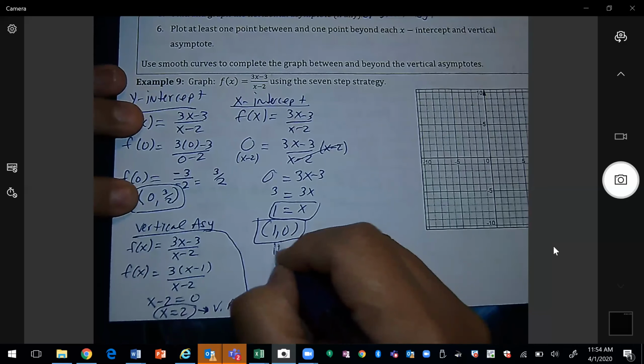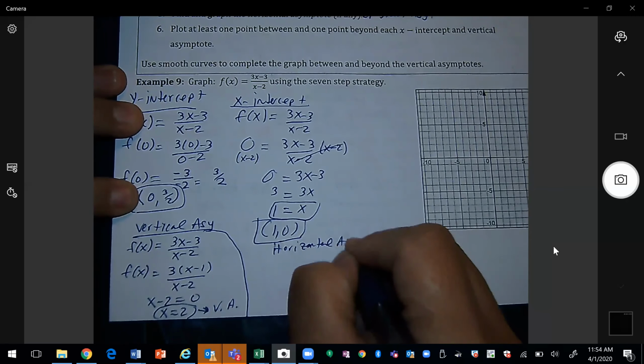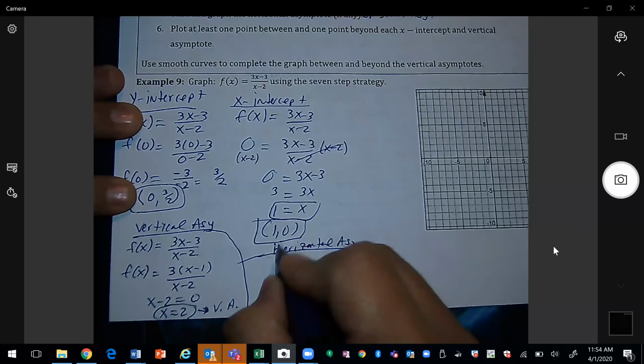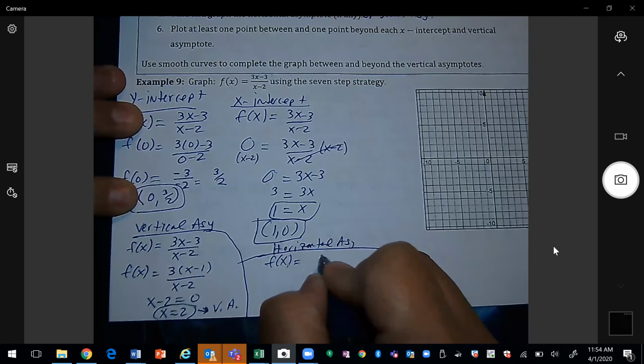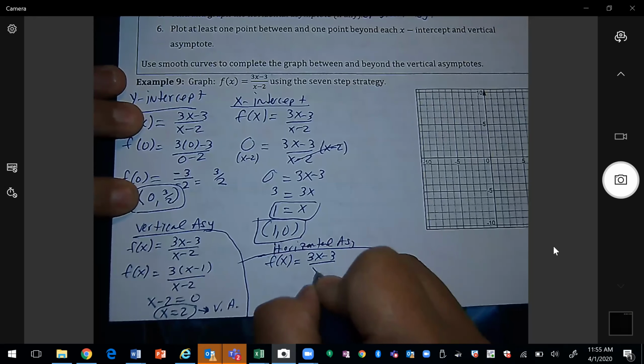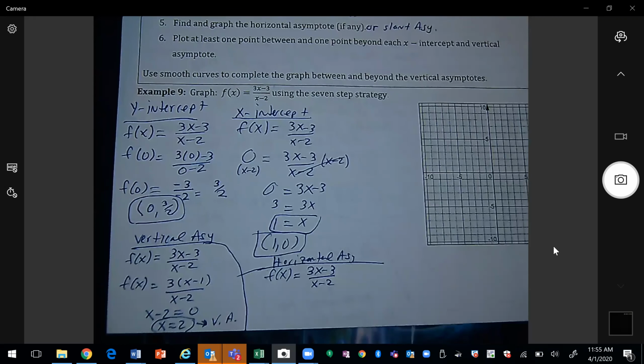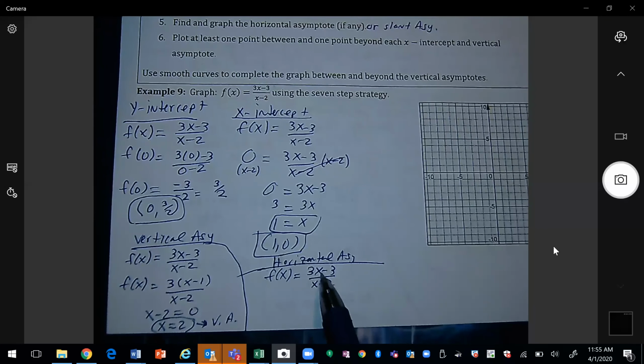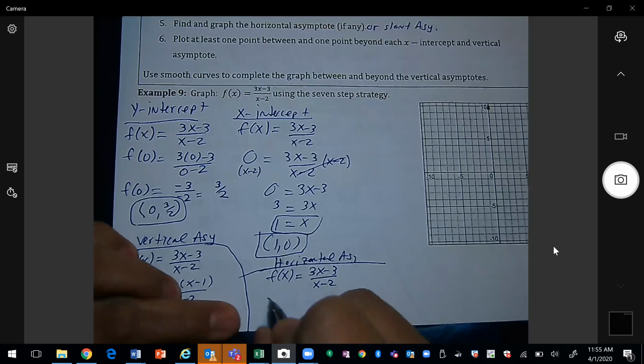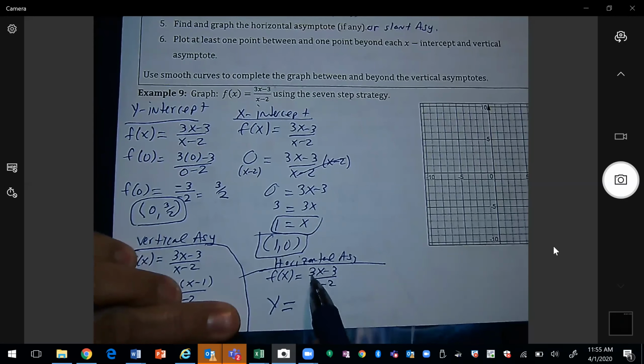And then lastly, we're going to find the horizontal or slant asymptote. And I keep writing the equation. It's just easier for me to see it. You can always refer to it up here. So for the horizontal asymptote, this is the one where we're looking at the degree of the numerator and the degree of the denominator. So they're both 1. So that means that my horizontal asymptote, since they're the same, I just take the leading coefficient of the numerator divided by the leading coefficient of the denominator. So y equals 3 is my horizontal asymptote.